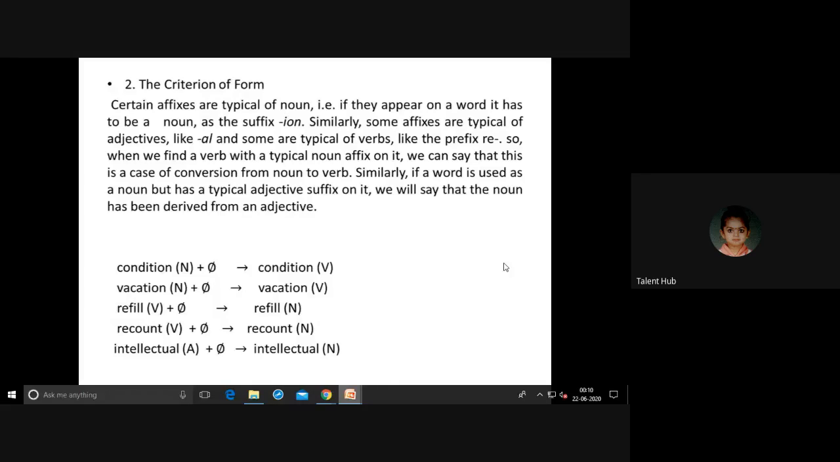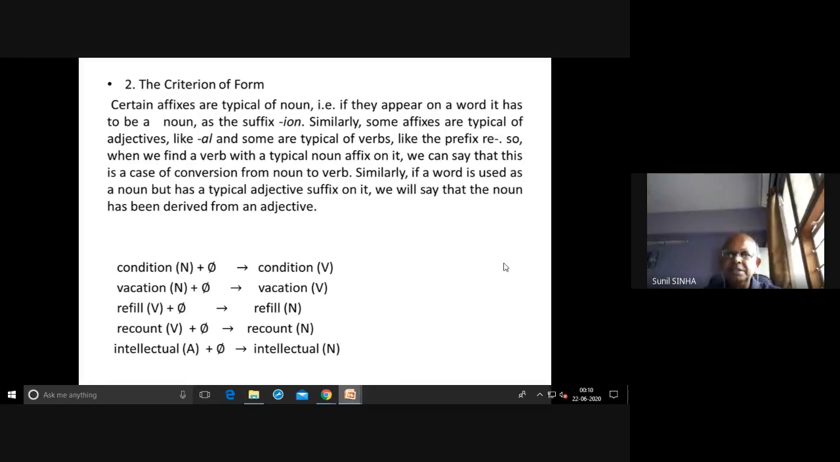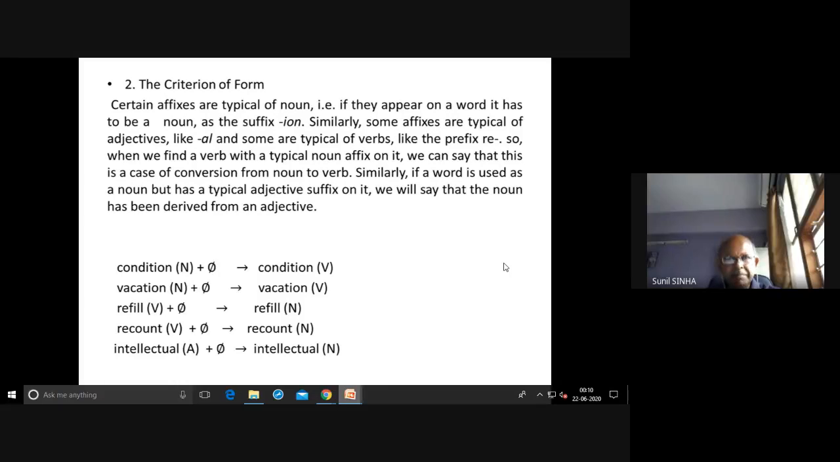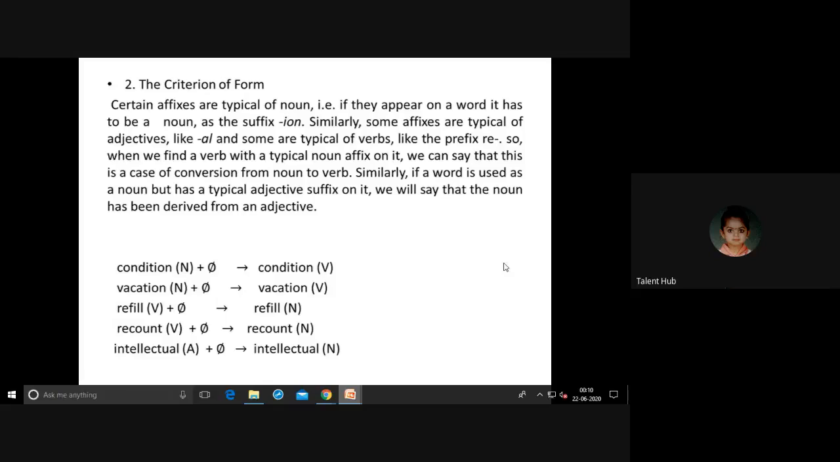So there is a question in the chat box. Please type out your question. Can't hear you properly. Chat box is already there. Type out your question on the chat box. Yes, it is.